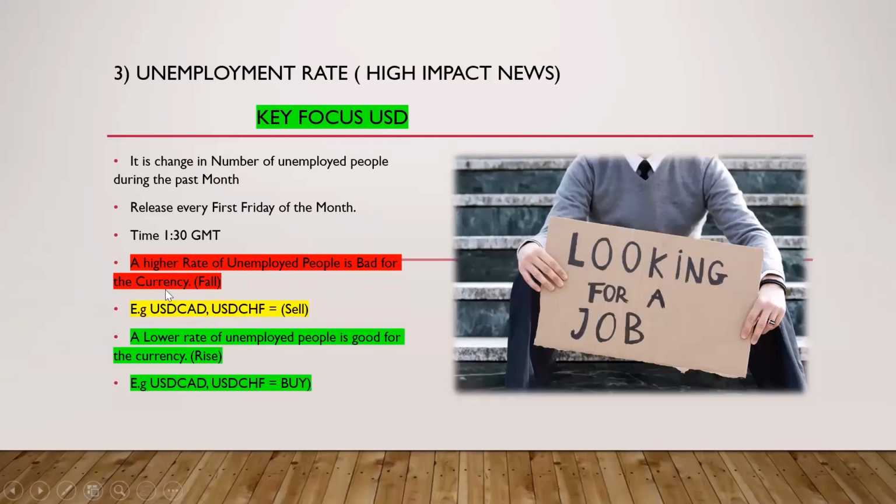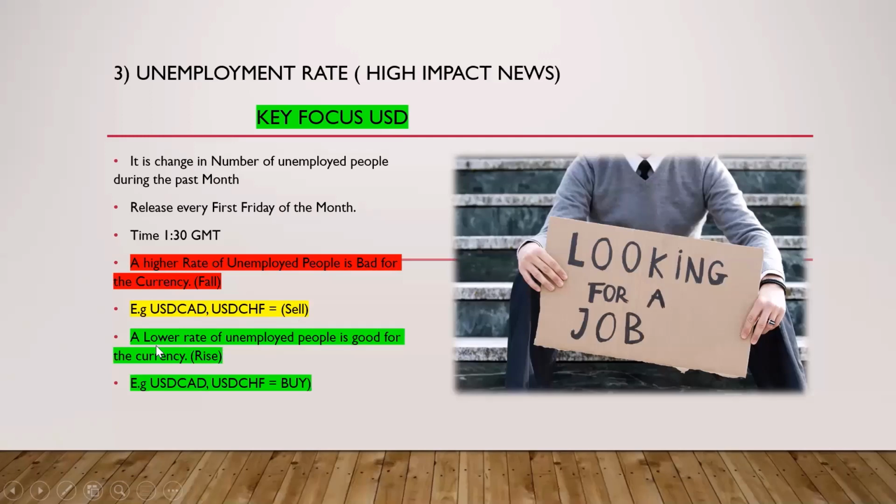Now, for example, if you have a higher number of unemployed people in the United States, it means that on USD/CAD or USD/CHF, you have to place a sell, because the US dollar is going to go weak, which is the base here. And once it is weak, it means that the counter currency is possibly going to gain strength, and the market will drop. So you have to place a sell against the dollar.